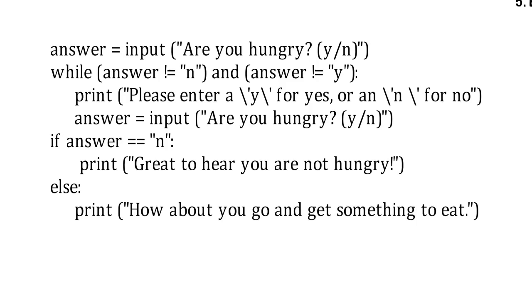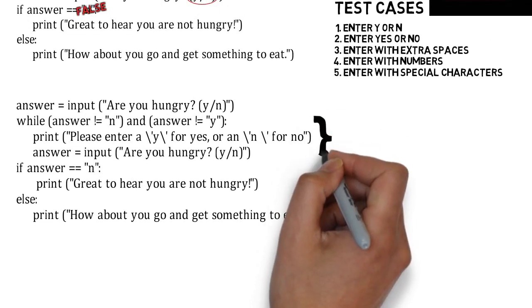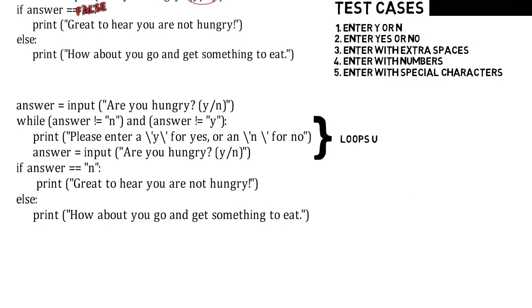In this code, we are first asking the question if they are hungry. Next, we have a while statement that checks to see if they entered a proper value. This code will only run if the value they entered is not y or n. It will then tell them again what to put in and ask the question again. It will keep checking and re-asking the question as long as the user does not put in either a y or an n. As soon as the program detects that they entered the proper value, it goes to our if-else statement to print a response.